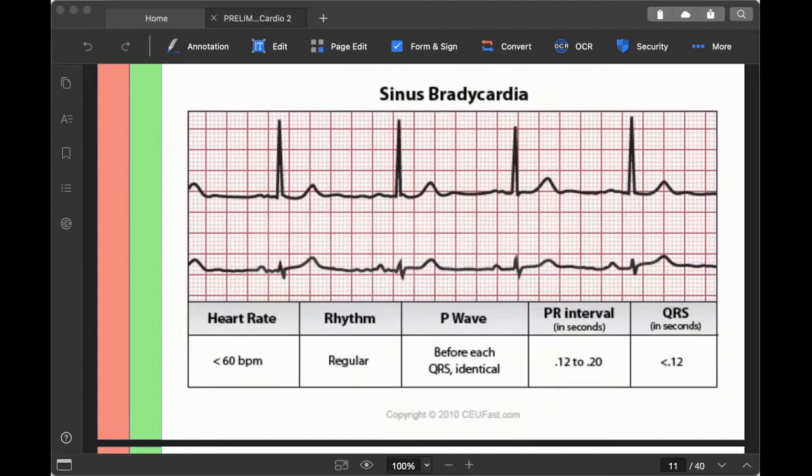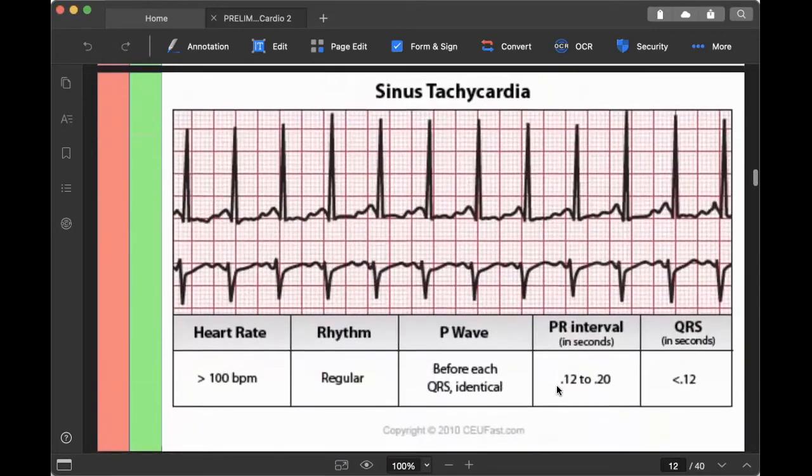However, when they undergo a diagnostic procedure like an ECG, they will be diagnosed as having sinus bradycardia.